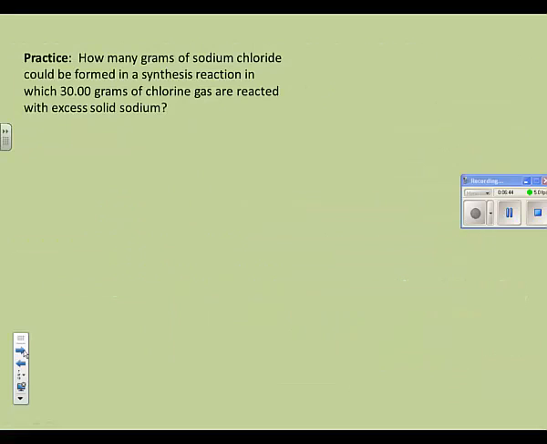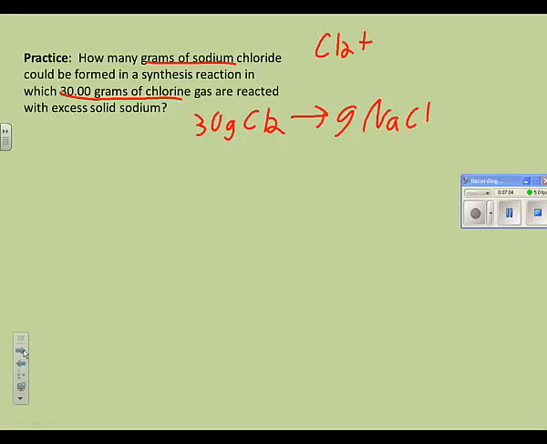All right, so let's move on to the next example problem. How many grams of sodium chloride can be formed in a synthesis reaction with 30 grams of chlorine gas? So we're going to go from 30 grams of chlorine gas, which is diatomic, to grams of sodium chloride. First, you're going to need to write your equation, which you guys should be able to do by now. It's Cl2 plus 2Na yields 2 NaCl. You've got to have that balanced equation, otherwise your coefficients will be off.